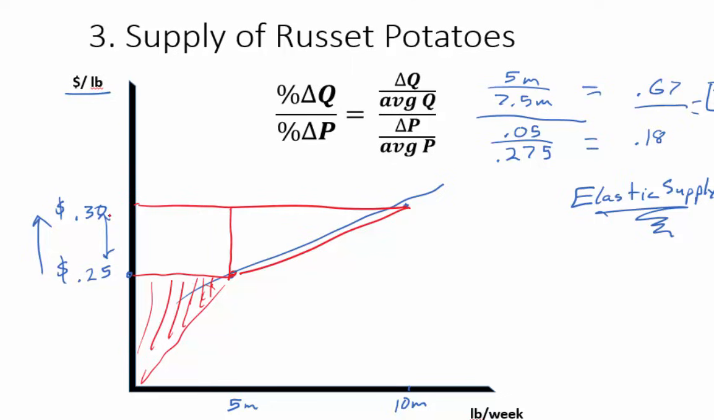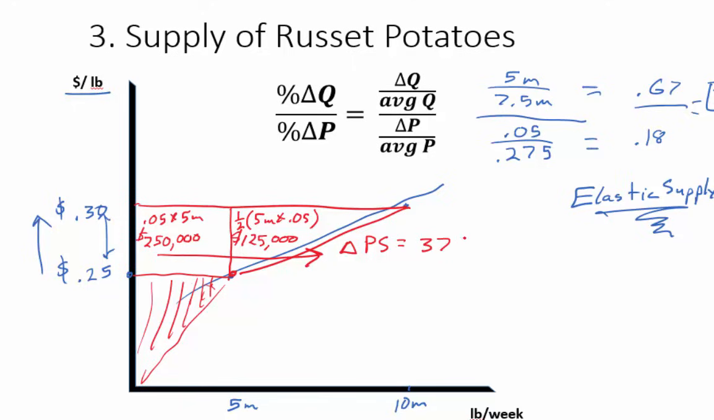The rectangle measures a height of 5 cents times the 5 million units. And the triangle area is going to be 1/2 times the base of 5 million units times the height of 5 cents. And we'll just work this out on the calculator. Extra $250,000 of producer surplus there. An extra $125,000 worth here. We add those up. We get a total increase. We'll call it delta producer surplus equals $375,000. So it's quite easy to calculate a change in producer or consumer surplus with this method.